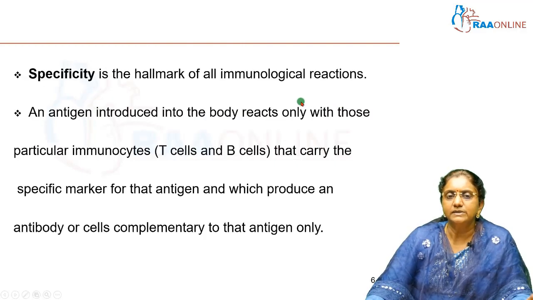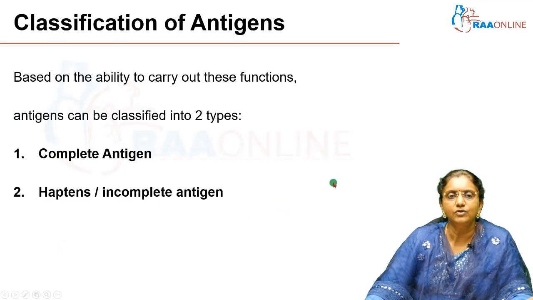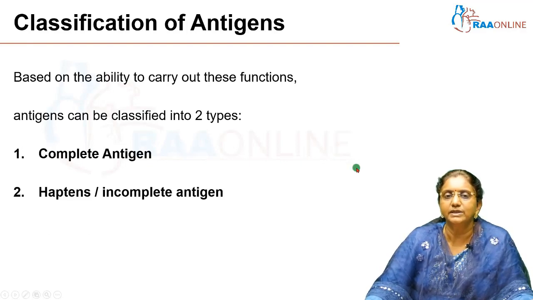Now, I told you it reacts specifically, and the specificity is very important; it is the hallmark of all immunological reactions. When an antigen is introduced into the body, it reacts only with those specific T cells or B cells which have the particular marker complementary to that antigen, and they will produce antibody or cells complementary to that antigen only. Based on the ability to carry out these two functions, immunogenicity and immunological reactivity, we can classify the antigens into complete antigen and incomplete antigen or hapten.